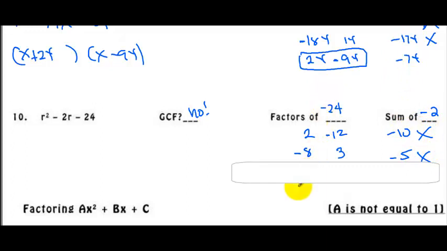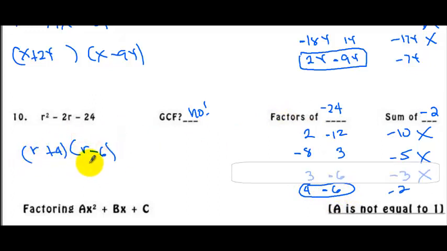What if I will use 4 and 6? 4 and 6 is 24. Now we need a negative 24. So one of these should be negative. Now the one that has the greater absolute value will become negative. Alright, 4 times negative 6 is negative 24. 4 plus negative 6 will give us a negative 2, which is the one that I need. So this will be the combination that we need. So I will have r plus 4, r minus 6.